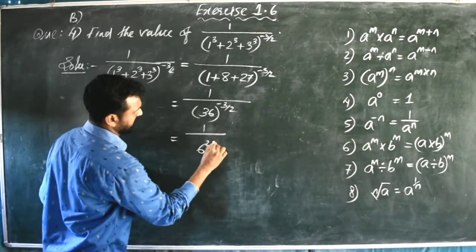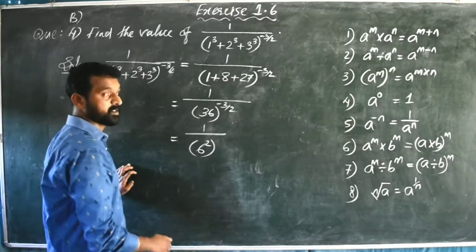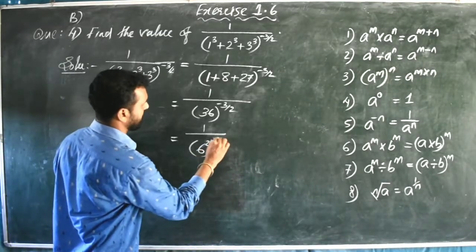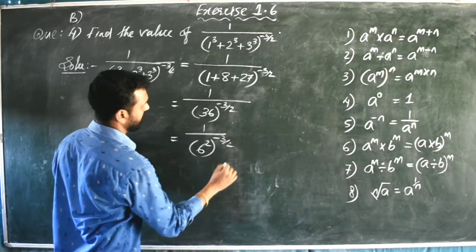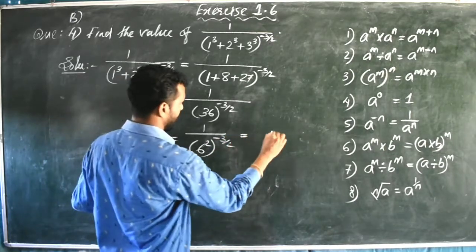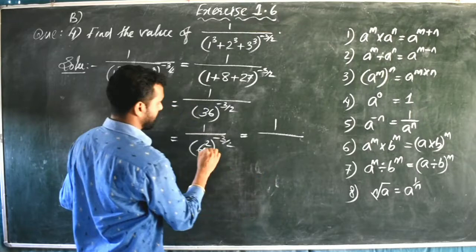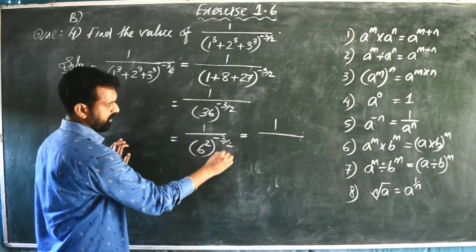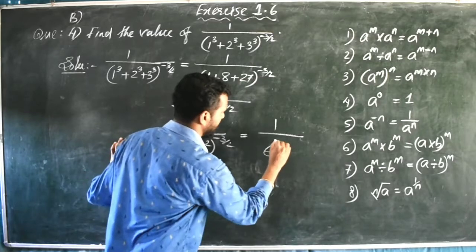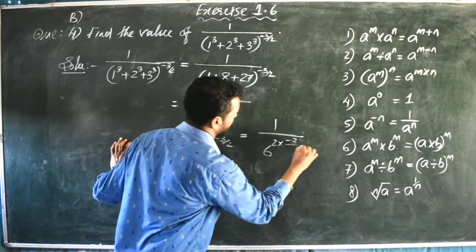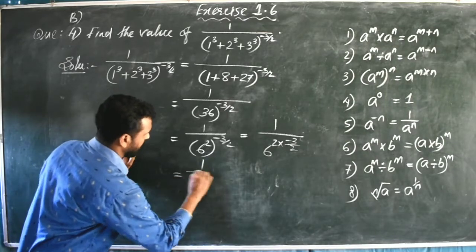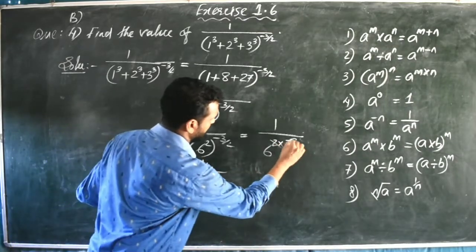It is 6 square. 6 6s are 36. 6 square is equal to 36. 6 raised to 2, the whole raised to minus 3 by 2. That is equal to 1 divided by 6 raised to 2, the whole raised to minus 3 by 2. A raised to m, the whole raised to n, is A raised to m into n. 6 raised to 2 into minus 3 by 2. Then that is equal to 1 divided by, 2 we can cancel here, 6 raised to minus 3.